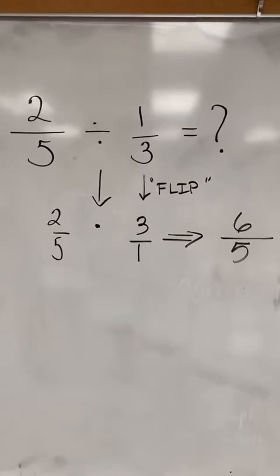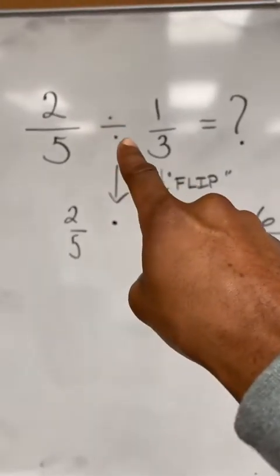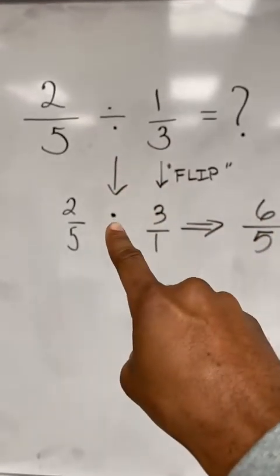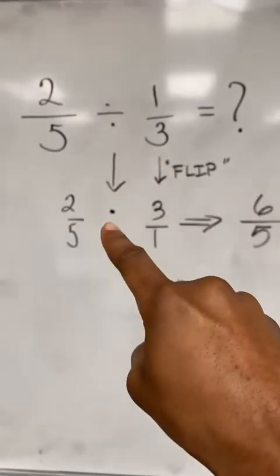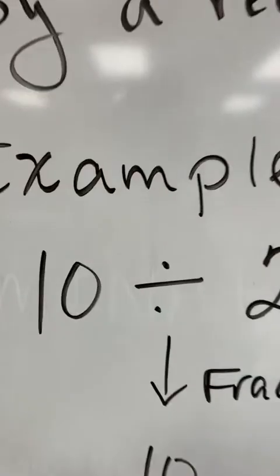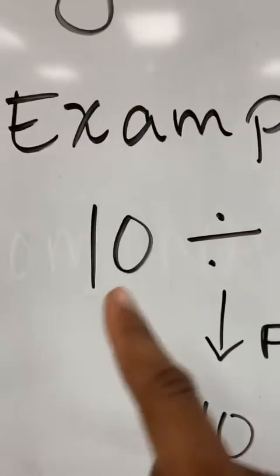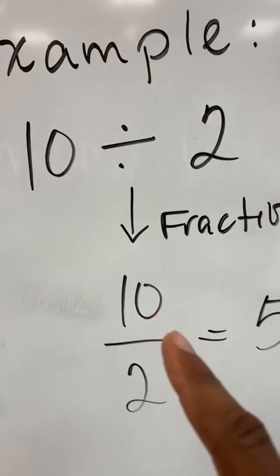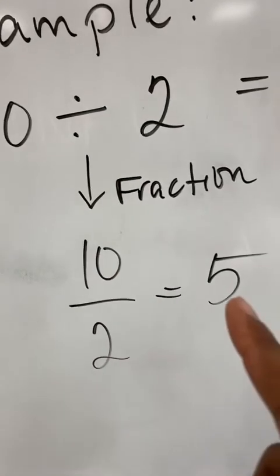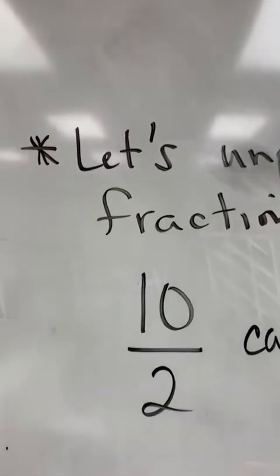Remember that rule? It says division is multiplication by a reciprocal. Division is multiplication by a reciprocal. We talked about this division symbol yesterday. There's your numerator, there's your denominator. 10 is the numerator, 2 is the denominator. 10/2 is equal to 5, right? We talked about that yesterday. 10/2 equals 5. All right, so we're going to sit on this 10/2 for a second and think about it.